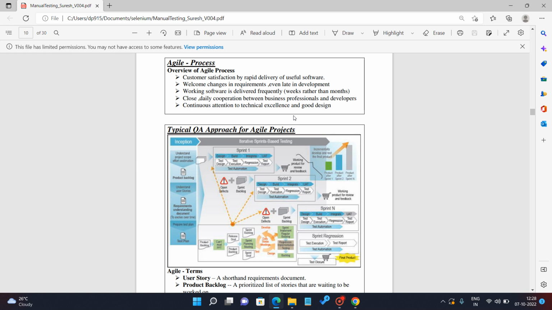Working software is delivered frequently, in weeks rather than months, with every sprint taking 2 or 3 months. This agile model will take a piece of software and release it, then 2 weeks later release another piece. This agile model is a legendary model, and let's talk about it deeply.